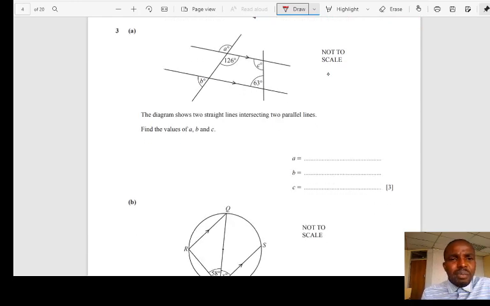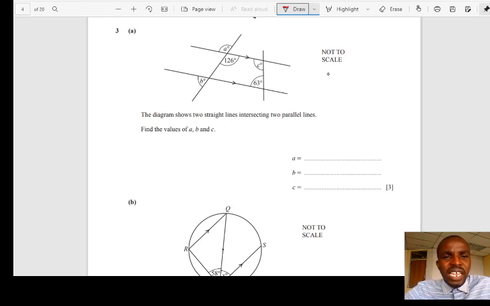Done. Question number 3. The diagram shows two straight lines intersecting two parallel lines. Find the values of a, b, and c. So these are angles on parallel lines. You have to understand the concept of Z angles, opposite angles, interior angles, and corresponding angles.